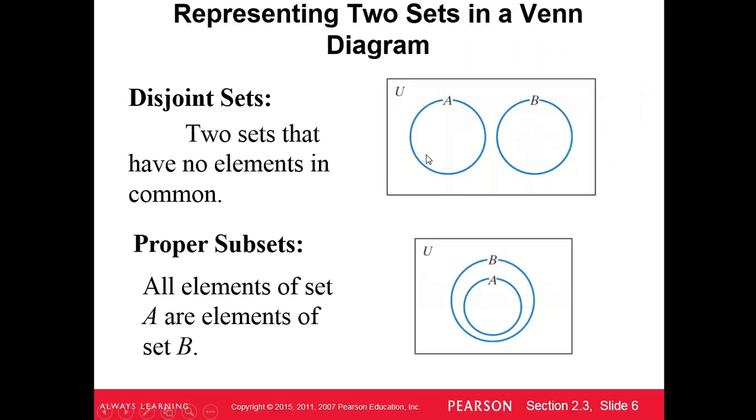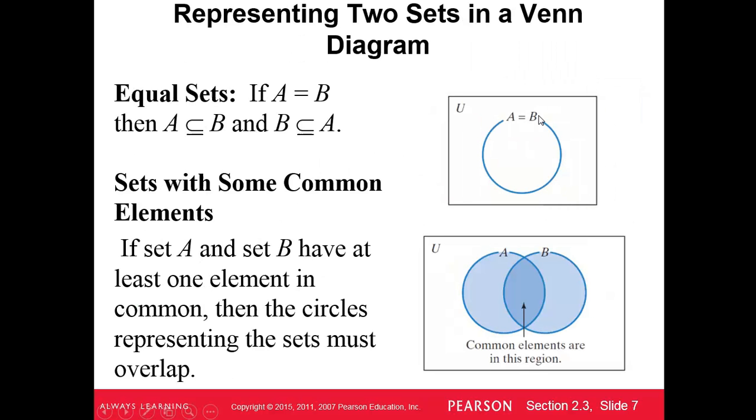Disjoint sets are two sets that have no elements in common. You notice that there's nothing overlapping between A and B. Proper subsets are where all the elements of set A are also elements of set B. But then you would notice that B might still have some other things in it.